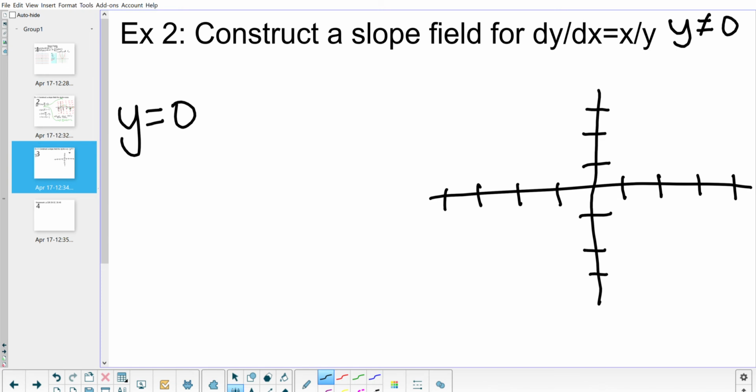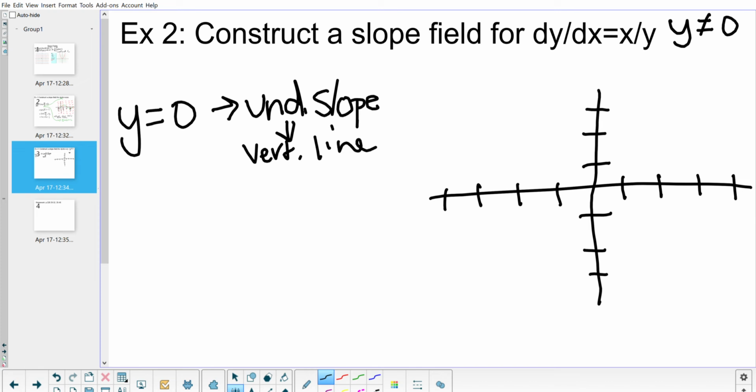Okay, so if y is 0, as in it's not moving up or down, that means you would have an undefined slope. What does an undefined slope look like? That is a vertical line. So instead of drawing a horizontal line for a 0 slope, all along where y is 0, I am going to put a vertical line.